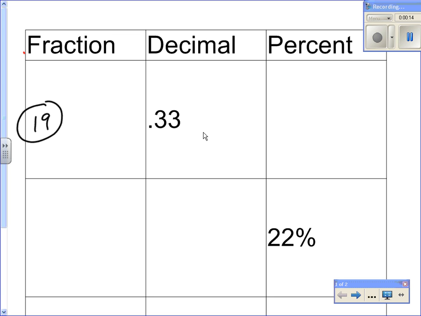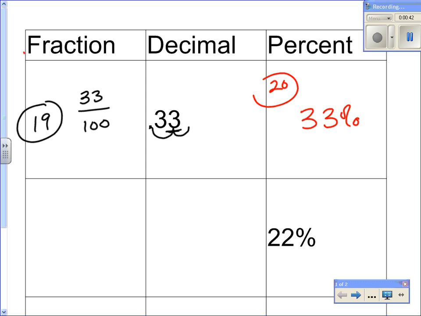Okay, I have to turn 33 hundredths, this decimal, into a fraction. That's going to be a real easy one, 33 over 100. This last digit of this decimal is in the hundredths place, so that's going to be my denominator. This decimal is going to be my numerator. To turn that into a percent, I'm literally just going to take the decimal and move it over 1, 2 places, and I will get 33%. And that is box number 20.